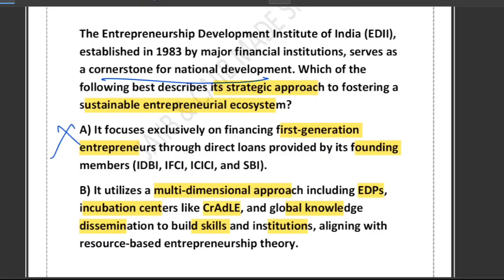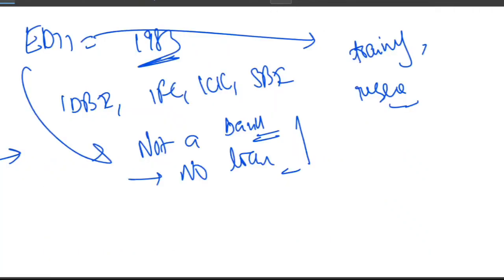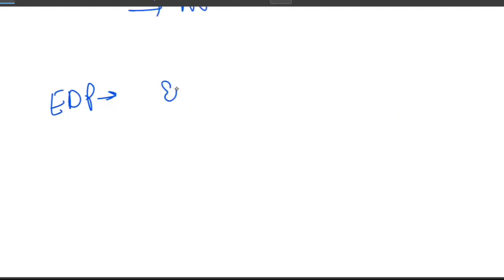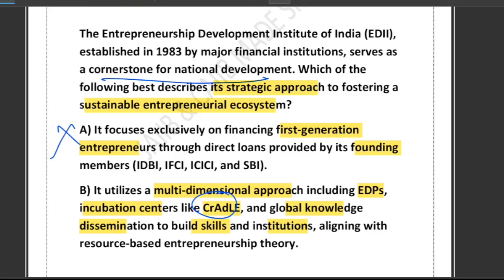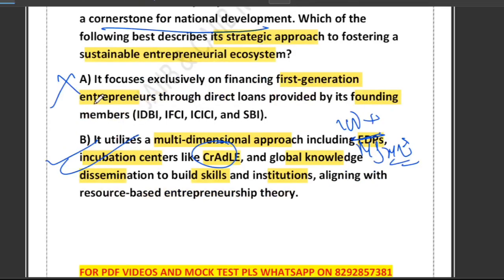What about option B? It says a multidimensional approach using EDP, incubation centers and global knowledge dissemination. Exactly. This is perfectly correct. Why? Because it runs EDP. You know what EDP is? A question may be asked, what is the program called EDP run by EDII? That's called Entrepreneurship Development Program. It also operates incubation centers like Cradle. And it works in 100+ countries. It supports first generation entrepreneurs, MSMEs, and social entrepreneurship. Yes, B is correct. This aligns with the resource based entrepreneurship theory, so sustainable entrepreneurship comes from building skill, knowledge, institutions and capability, not just money.